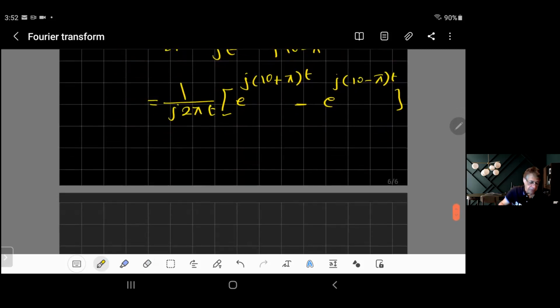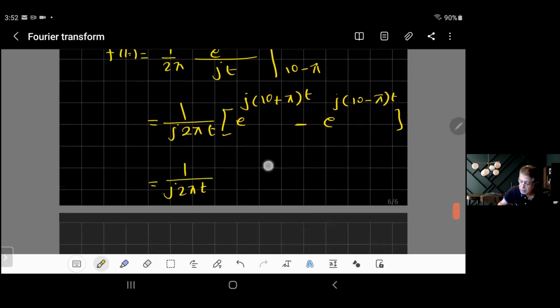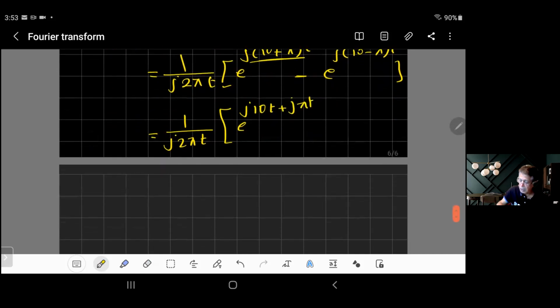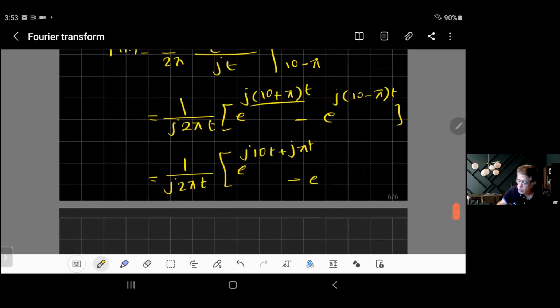Now, let's simplify it. How do you simplify that? Very simple. 1 over j 2 pi t, and this one e^(j 10 t) times e^(j pi t), and e^(j 10 t) is constant with respect to omega. So let me make it easy for you: j 10 t plus j pi t, and the other one will be minus j 10 t minus j pi t.